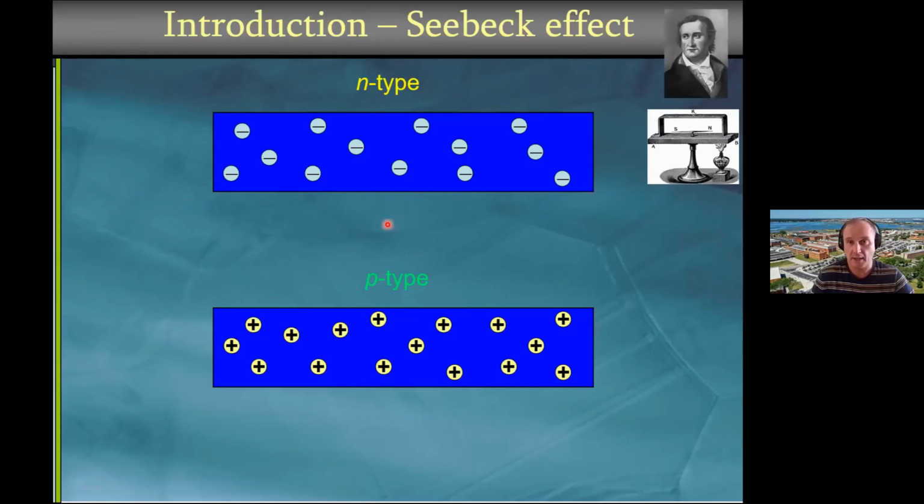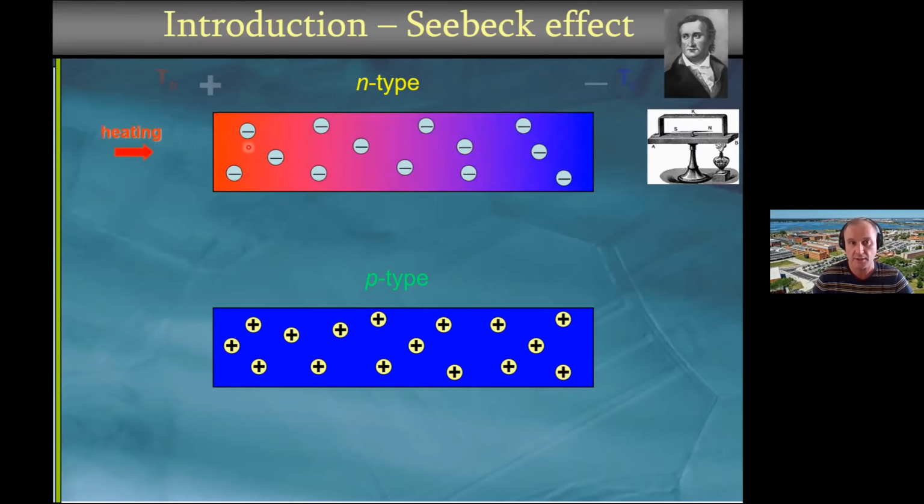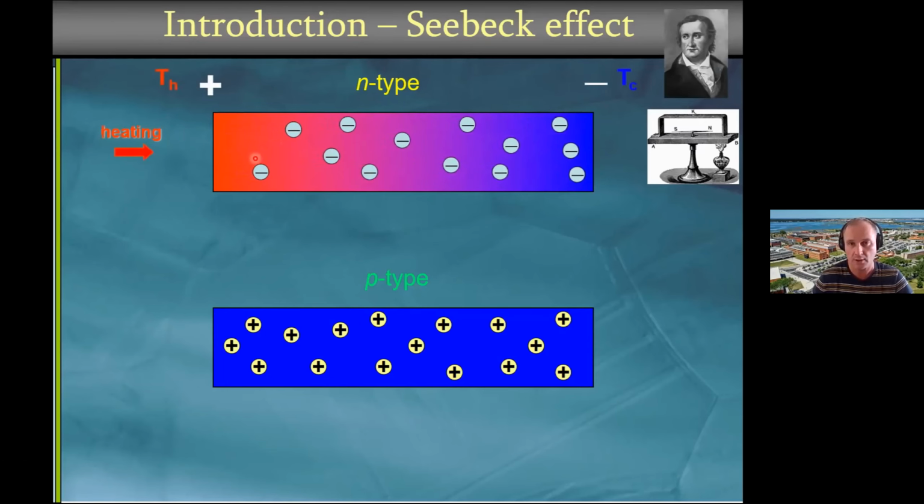So the Seebeck effect, which is basically a generation of voltage as a response to the temperature difference, obviously can be used for thermoelectric energy harvesting. So imagine we have a material with charge carriers, and when we heat one part of the material, please take this as a very oversimplified view, the charge carriers diffuse from the hot side to the cold side, and we have this potential difference.